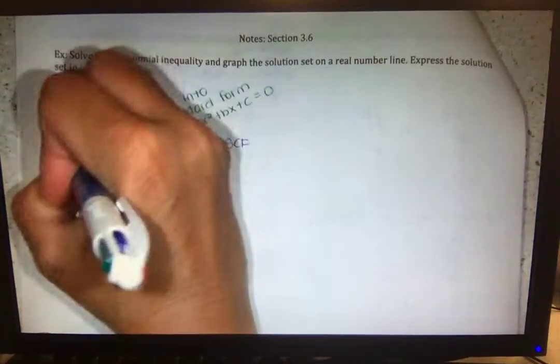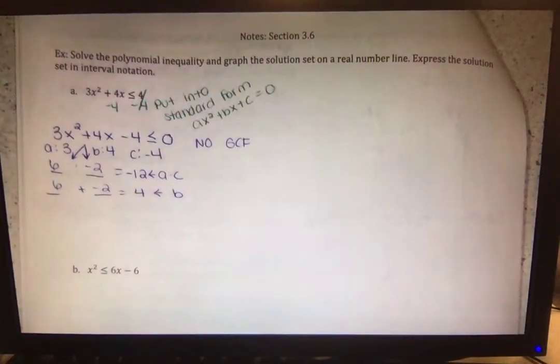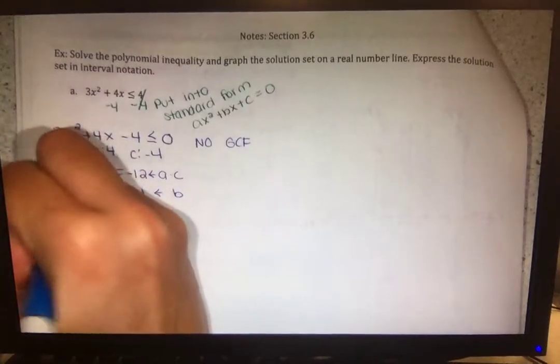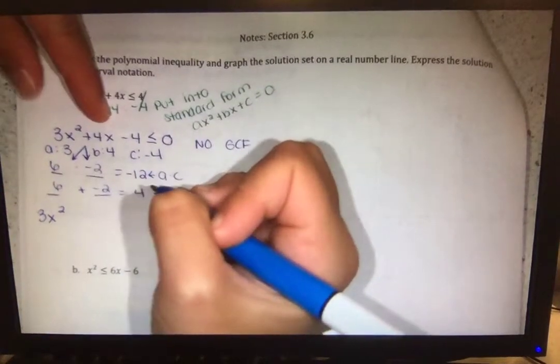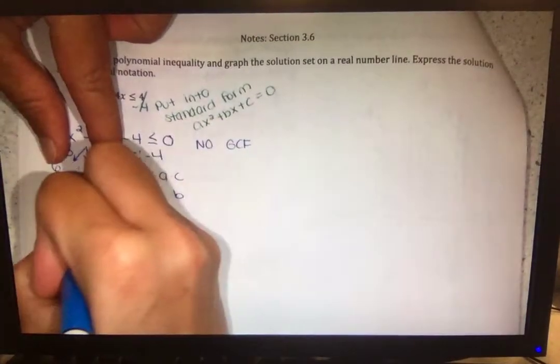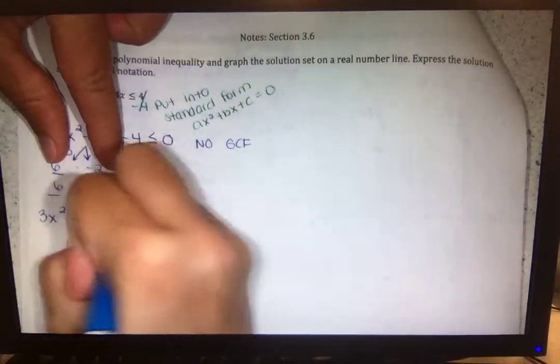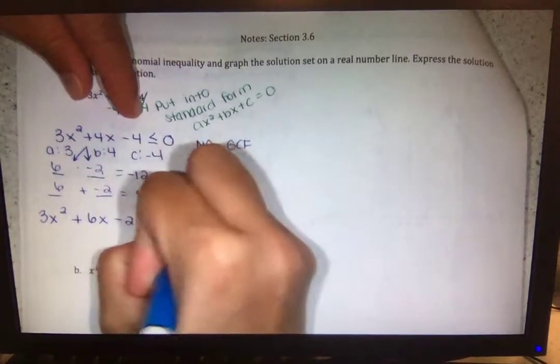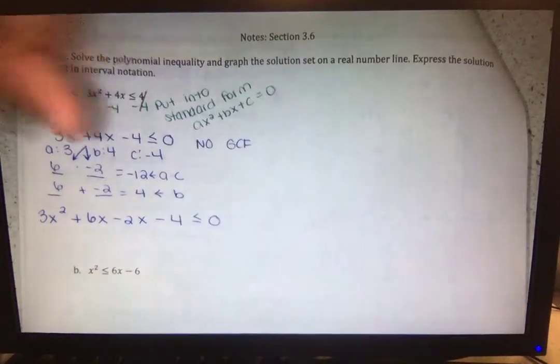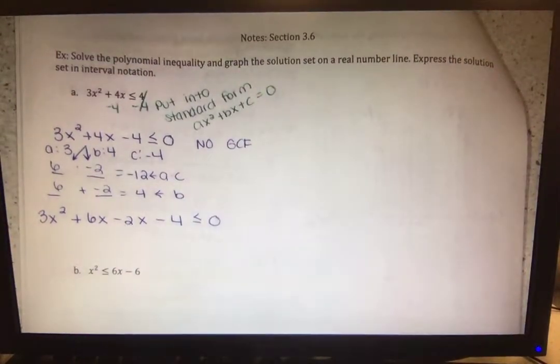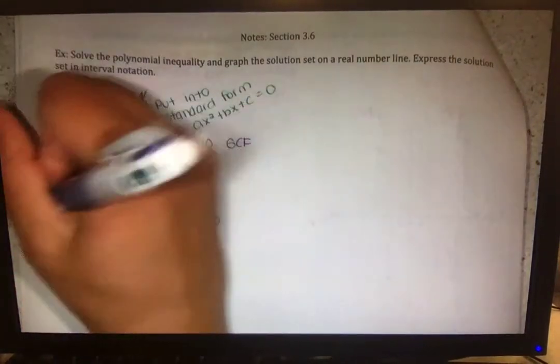So we're going to split up our middle B term using the numbers in our blanks. So 3x squared is going to stay the same. Instead of positive 4x, we're going to split it up using the numbers in our blanks. So plus 6x minus 2x, and then negative 4 is going to stay the same, is less than or equal to 0. We now have 4 terms, so I can group the first two, group the last two.